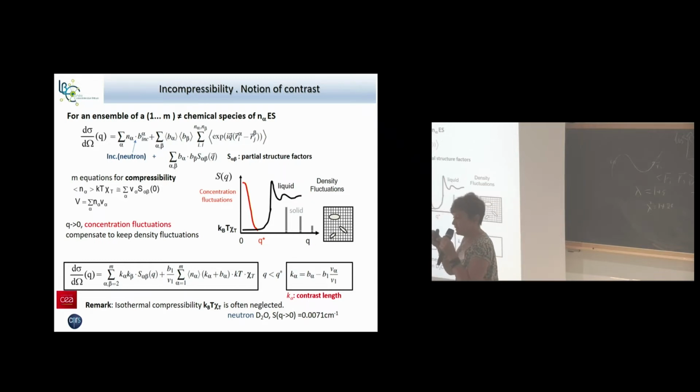It is also the contrast. But the contrast is almost null in the case of X-rays, because the scattering length density of water and of polymer is the same. This is a prefactor, and in the case of X-rays it is very weak because the scattering length densities are almost the same, and in the case of neutrons, the difference can be much higher. So this is a prefactor of the differential scattering cross section.